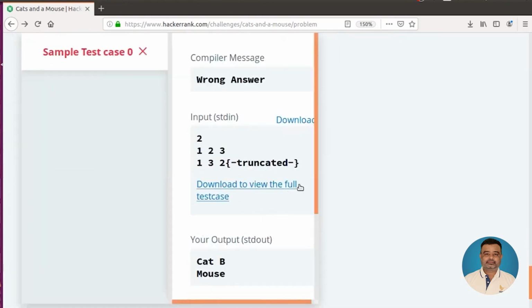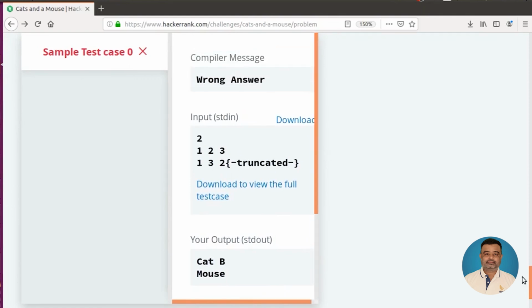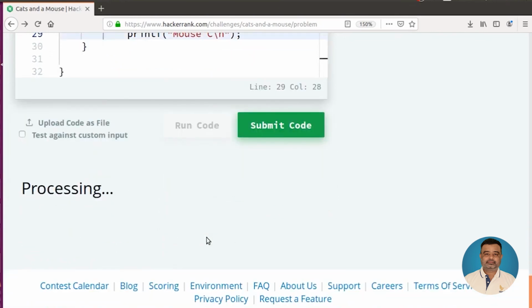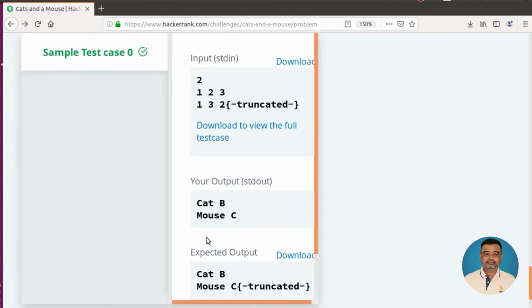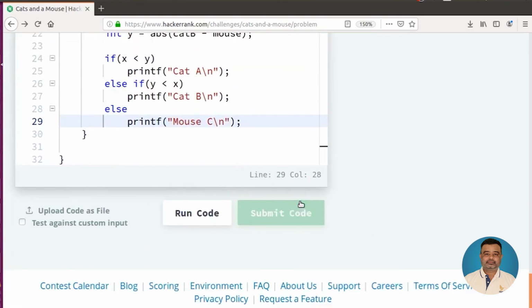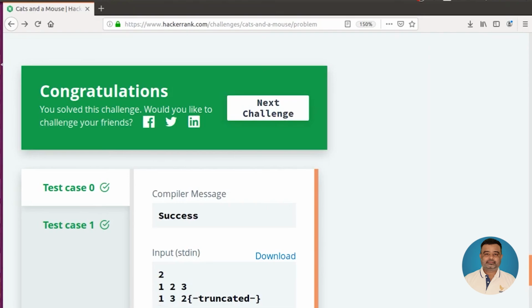Oh, there is some issue. It's not mouse C, it is mouse. Okay. So we are supposed to write mouse here. Okay, perfect. Let's pass the sample test case. See, even a small problem with a space or a character creates an issue. Fine. So we did it perfectly fine. There is no problem in this particular code.